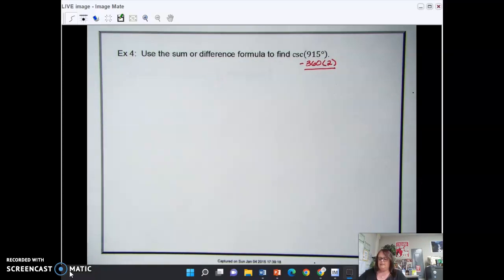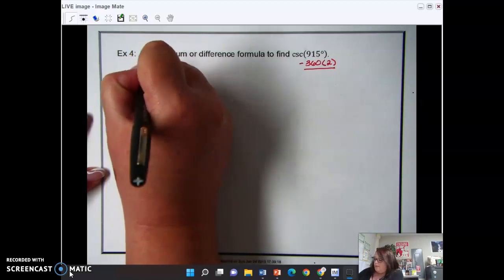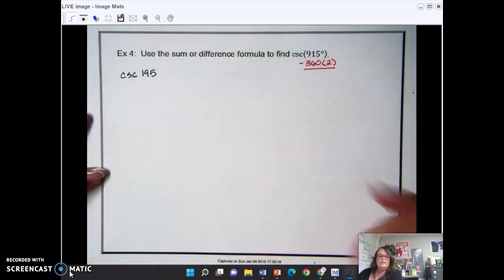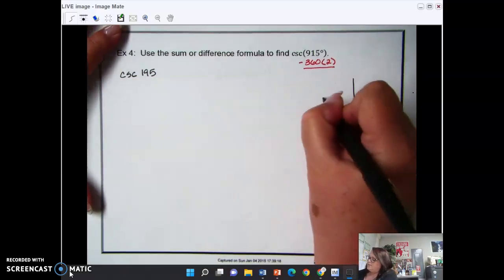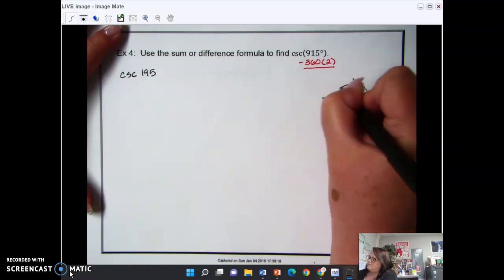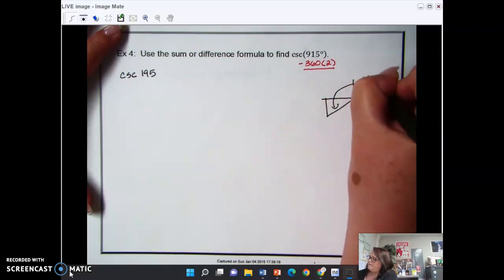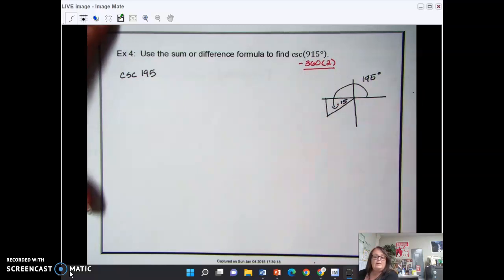That's not what it is. 915 minus 720. Sorry, I'm typing wrong in my calculator. So we're really looking for the cosecant of 195 degrees. Now, we've dealt with 195 degrees in a previous problem. So hopefully you remember that was in this quadrant. And if this is 195, then this angle is 15 degrees, right? 180 plus 15 gives me 195.